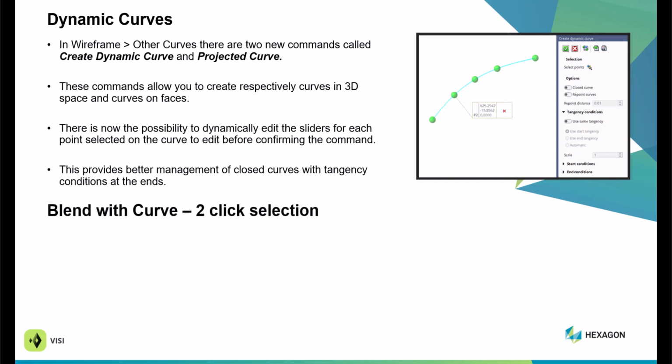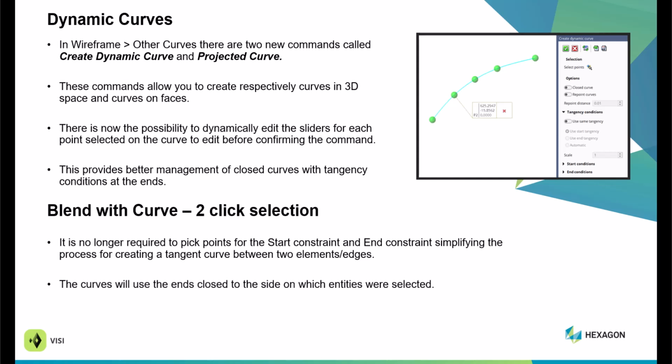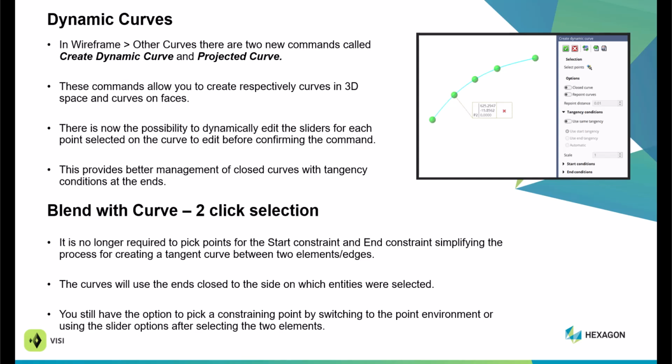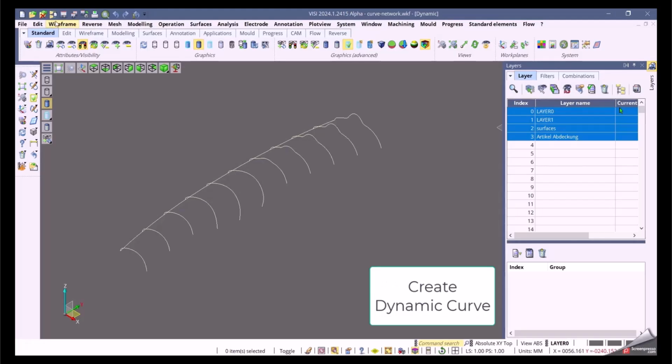And with the blend between curves, or blend with curve command, you now can use this command with two selections. So it is no longer required to pick your start and end constraints. You just pick between the two curves, and there is a slider bar that allows you to adjust that start and end point. You still have the functionality that you did previously with this command too.